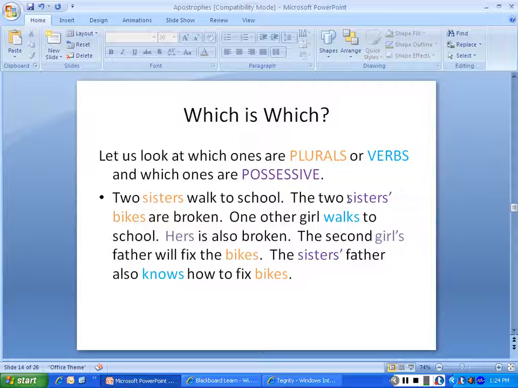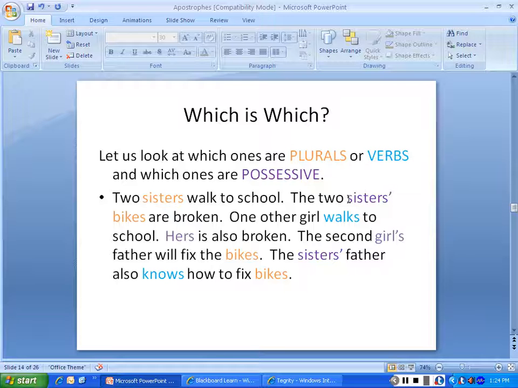Which one's which? Let's take a look at the plurals, the verbs, and which ones are possessive. Two sisters walk to school. Sisters does not have an apostrophe because it's simply plural. The two sisters' bikes are broken. Here, the bikes belong to the sisters together, so we've made sisters plural and possessive by adding an apostrophe at the end. The bikes are broken, but nothing belongs to them, so we've just made it plural with no apostrophe.